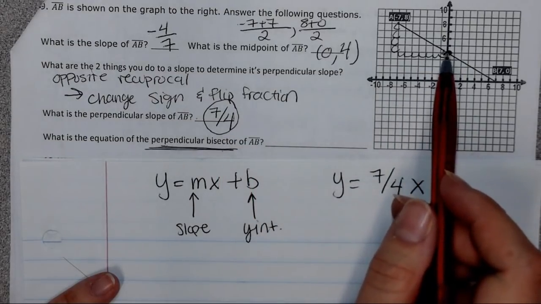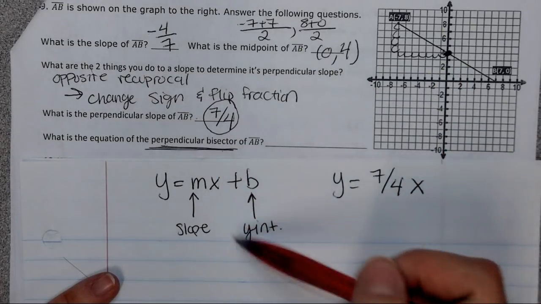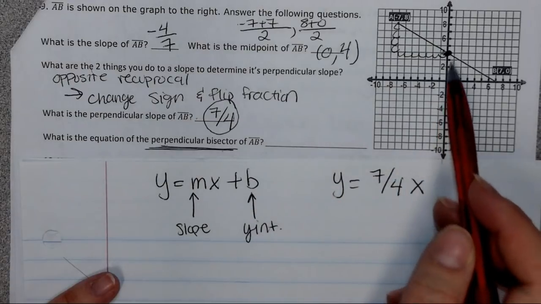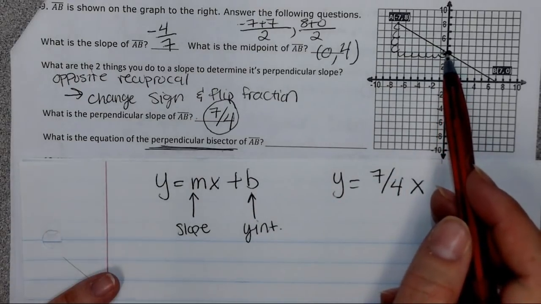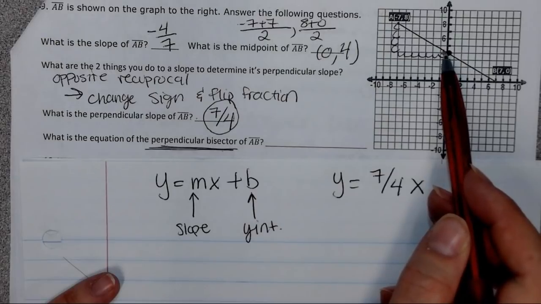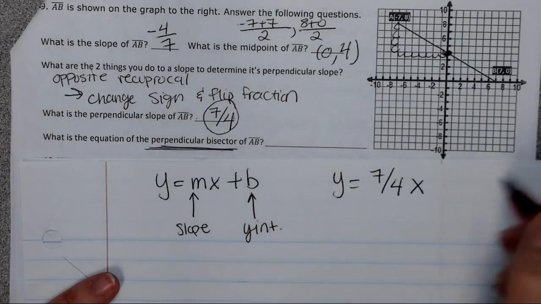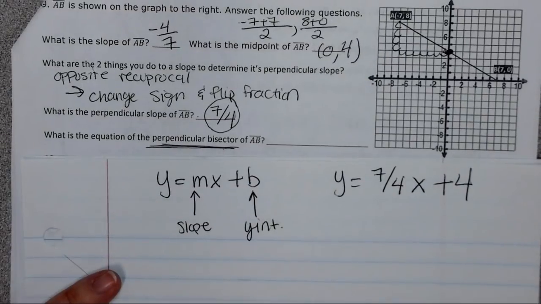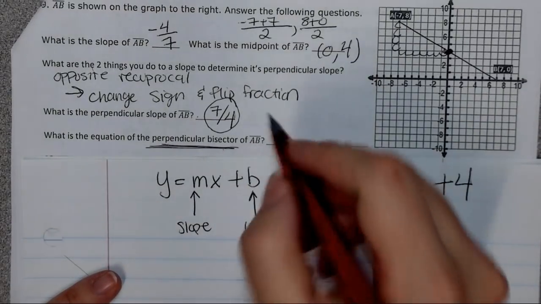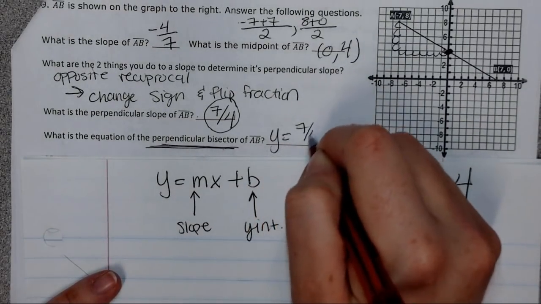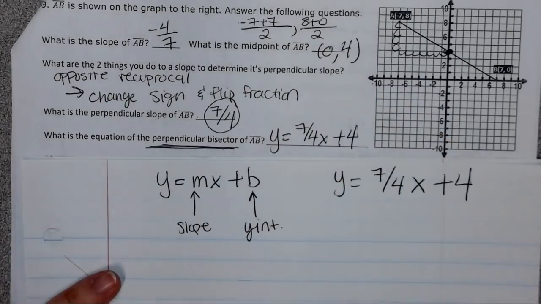So really, this makes this problem kind of easy because when you're trying to get the y-intercept, we can already see that it's going to cross the y-axis at 4 because it's going to go through this midpoint. So your plus b is just plus 4. So we have y is equal to 7/4 x plus 4.